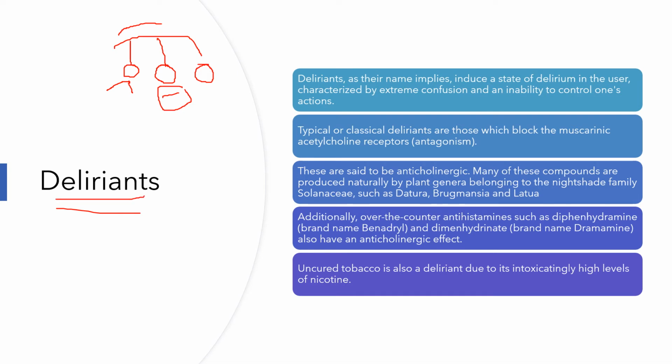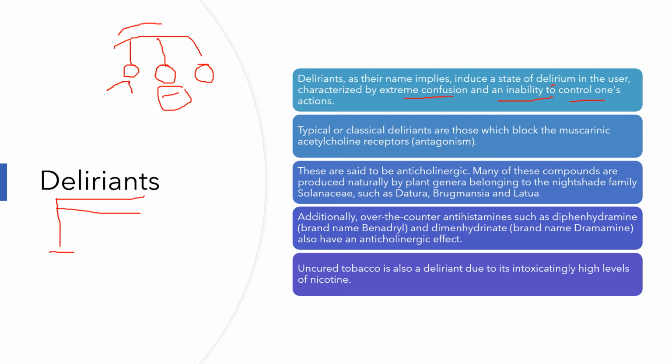What does delirium mean? Delirium is an acute confusional state. It can happen in infections, when there is a blood infection or brain infection, or there is acute toxicity of something. Deliriants, as their name implies, induce a state of delirium, acute confusion, characterized by extreme confusion. They don't know where they are, what place this is, what time it is, and they will have hallucinations, and an inability to control their own actions. They don't know what they're doing.